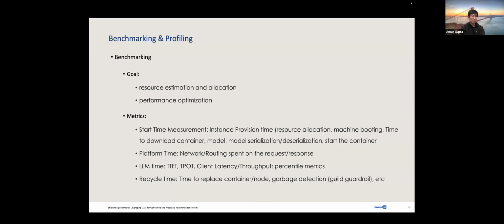The third one is LLM time. This is the heart of inference performance, where we measure the time to first token and time per output token, and also some client-side visible latency and throughput metrics. Importantly, we often benchmark not just the average, but also the P90 and P95 latencies, which capture the real-world user experience. The last one is the recycle time.